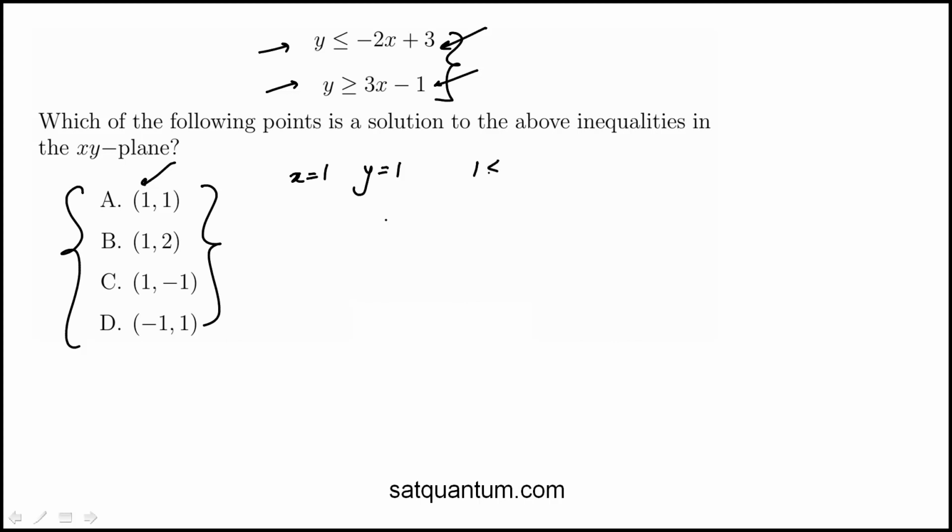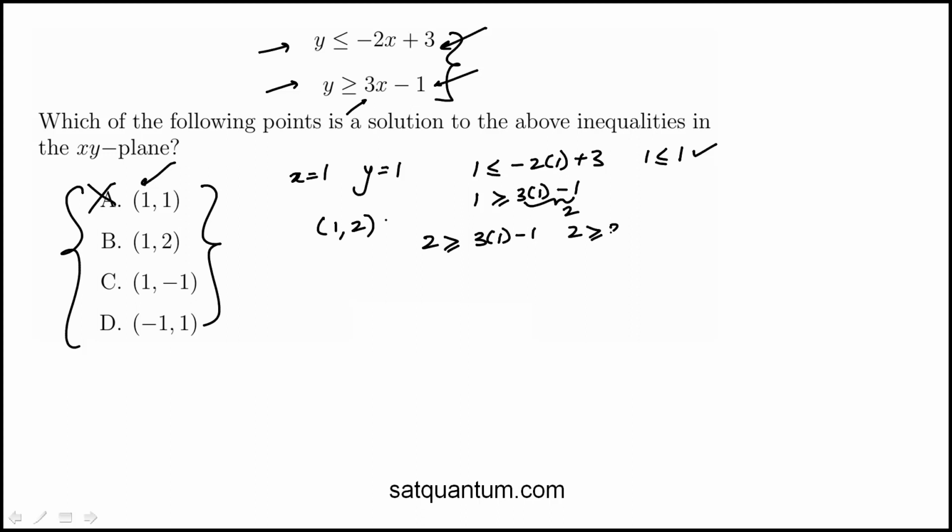If y is 1, the first inequality would be that 1 is less than or equal to 1. That does hold true. And the second one would be 1 greater than or equal to 3 times 1 minus 1, which is 2. That is not true. So A is out. The second one would be 1 comma 2. I'm just going to test the second. 2 is greater than or equal to 3 times 1 minus 1. That actually holds true. So let me go back to the first one, which is 2 is less than or equal to minus 2 plus 3, which is 1, and that doesn't hold true.